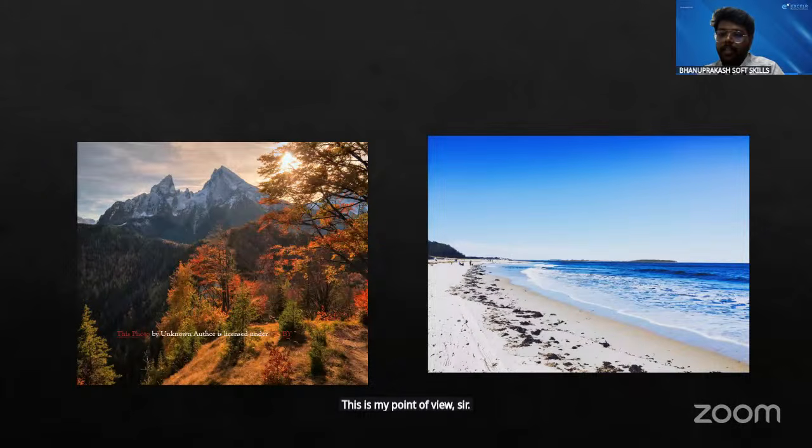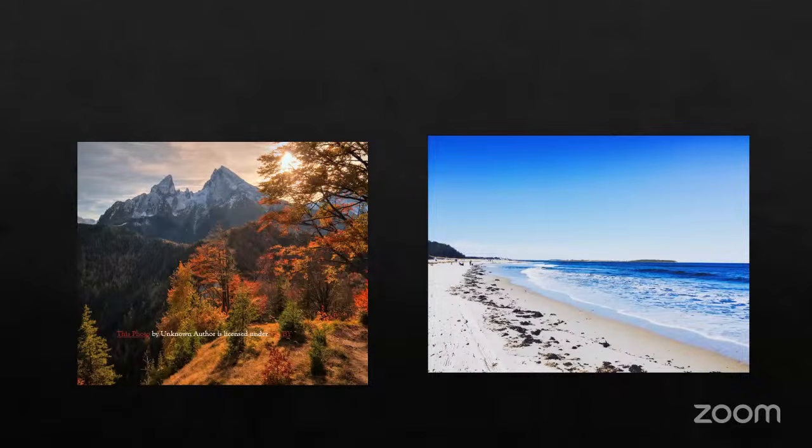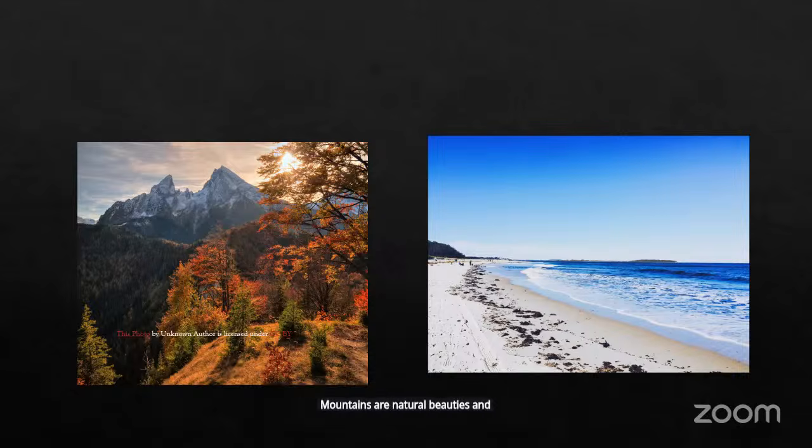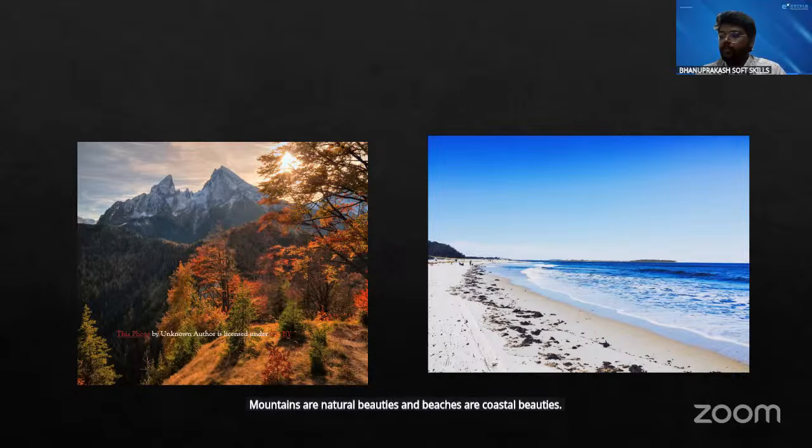Okay, thank you. Anisha. Sheikh Anisha. Good evening, sir. The likely relation between both pictures is that they are natural landscapes and environments representing different forms of nature, sir. Mountains are natural beauties and beaches are coastal beauties. Thank you. That's excellent.